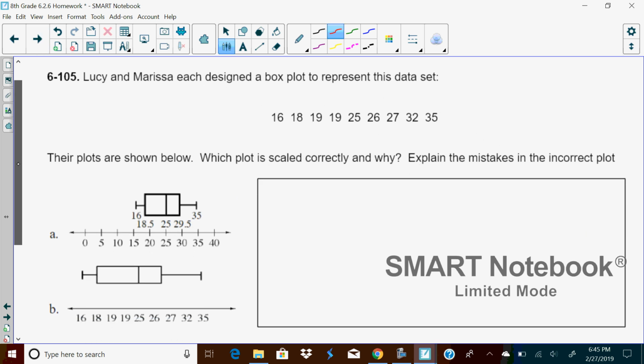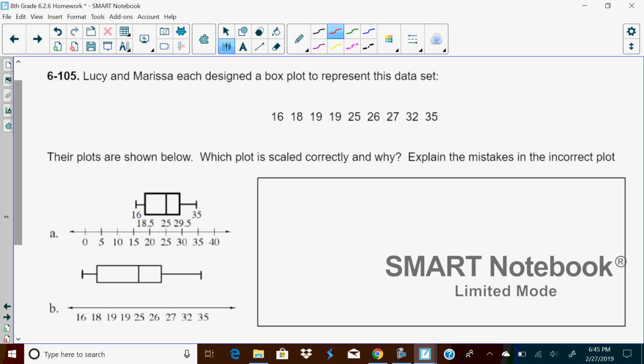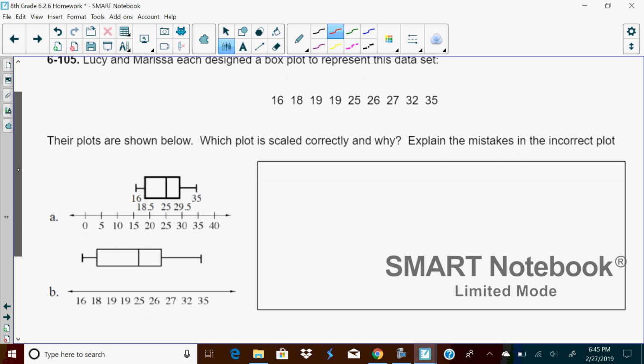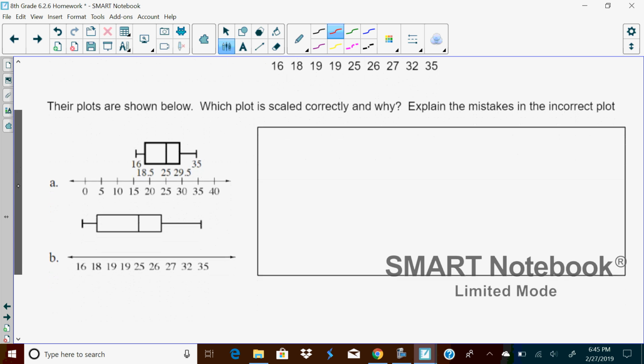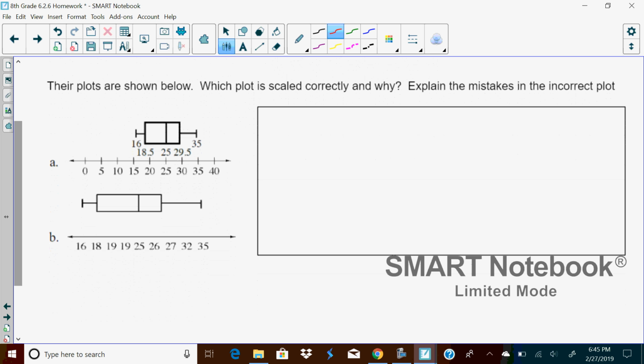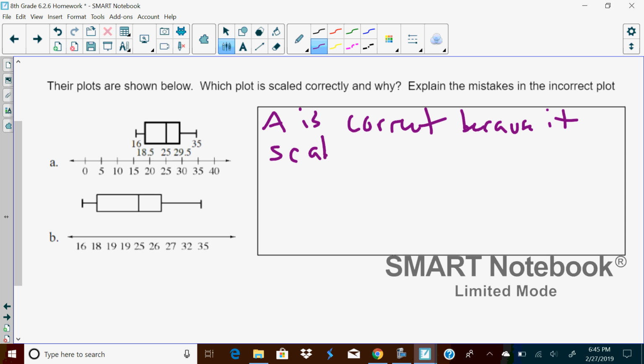#105, Lucy and Marissa each designed a box plot to represent this data set. Their box plots are shown below. Which plot is scaled correctly and why? Explain the mistakes in the incorrect plot. So A is correct because it is scaled by a constant multiplier.